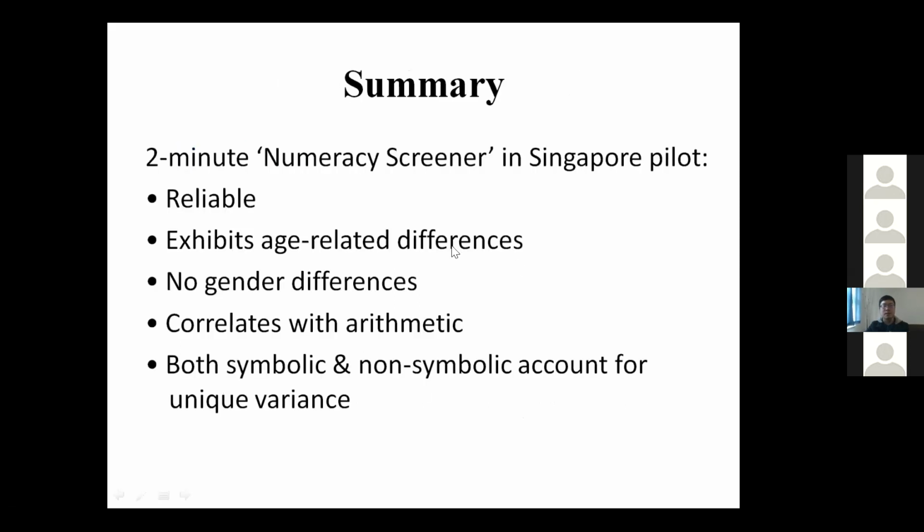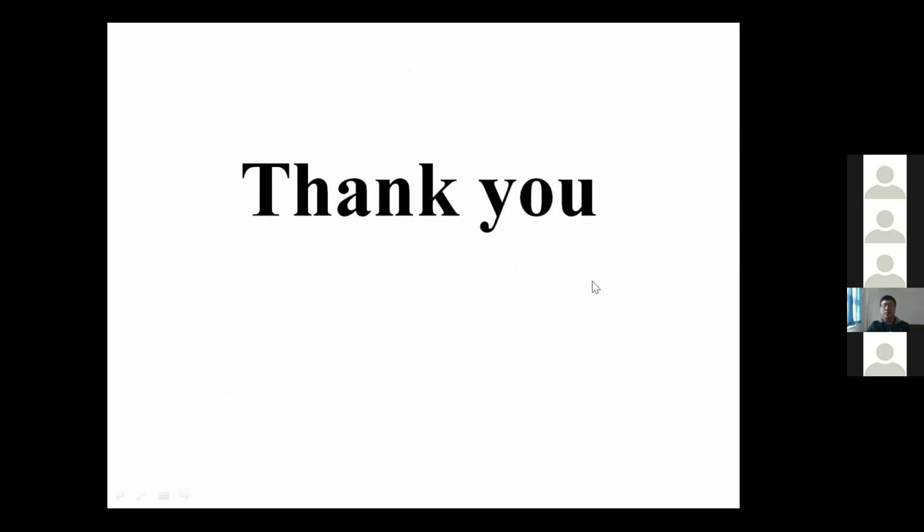So to summarize the results from Singapore, firstly, the screener is reliable. Secondly, the screener is sensitive to individual differences, although we didn't get any gender differences. Finally, we can claim that the screener in Singapore, the symbolic and the non-symbolic knowledge, can both predict children's math achievement. I think so. This is from Singapore. Thank you.